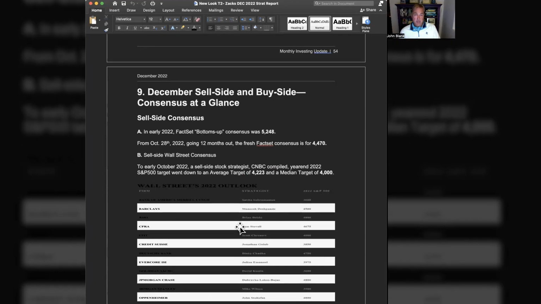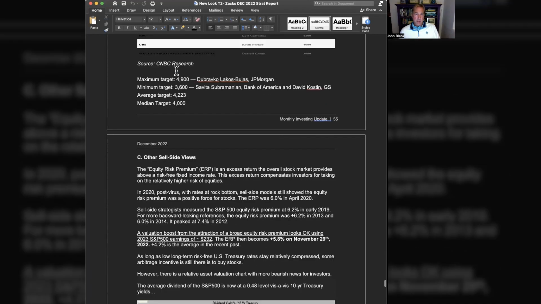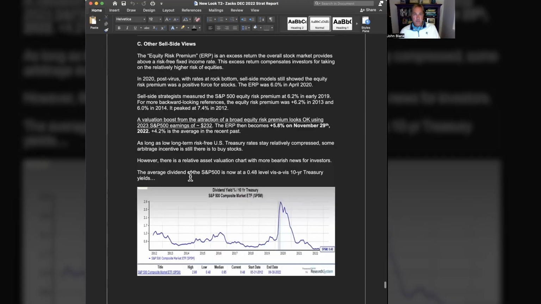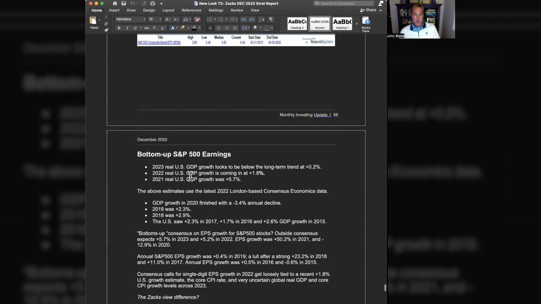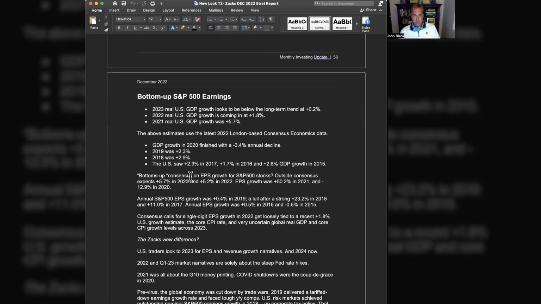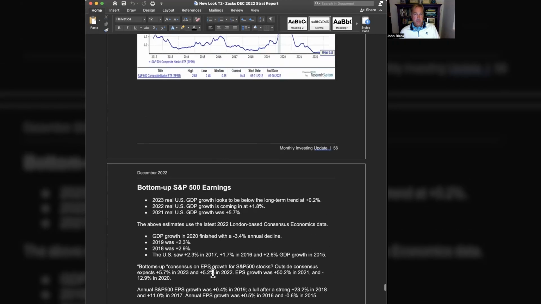All right, the consensus buy side and sell side. Now we're getting into number 4. This will be the sell side first: their views, where their maxes and mins are, their median targets. I'll put in some models of sell side views, the equity risk premium story, and then I'll get into bottoms up views. These are, again, not Zacks views. I will put the Zacks view down here, but this is what's outside us. This is what I think relative to that. So this, again, is outside.